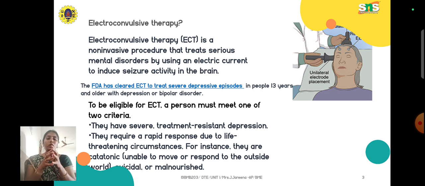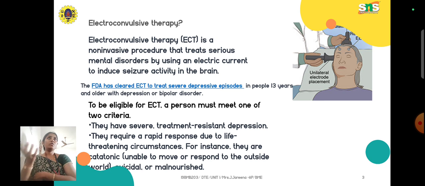mental disorder. Especially, some people will have a depressive type, okay, so they might have experienced so many depressive episodes, and those particular people have to go with this type of treatment. Or we can also deal with people who have bipolar disorder.